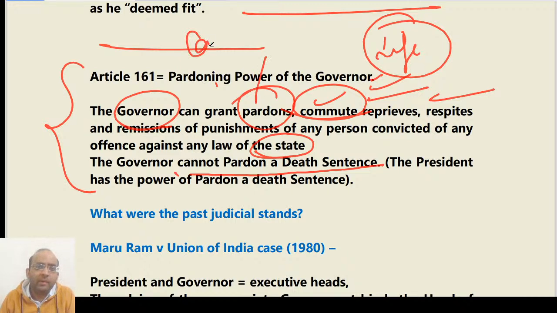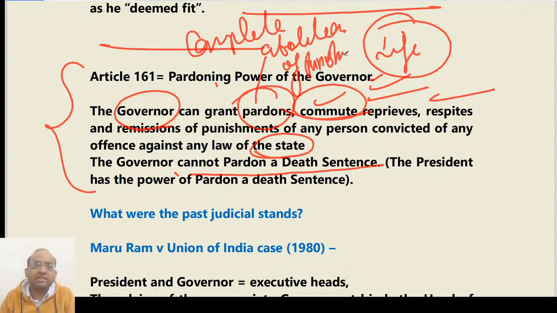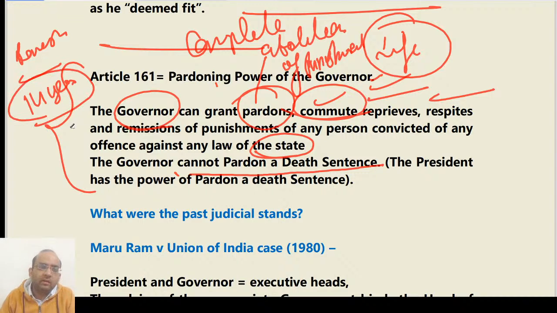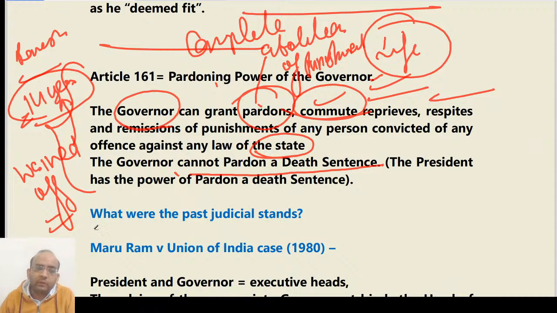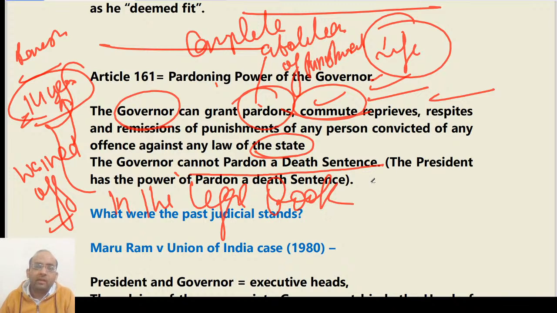Pardon means complete abolition of punishment. What does it mean? Suppose this Ramesh has done murder. He has been given 14-year jail. Okay. His 14-year imprisonment would be waived off. He would not be required to serve 14 years if he gets pardoned. But also in the legal books, his name would be erased from the crime book. In the legal crime book, his name would be erased.